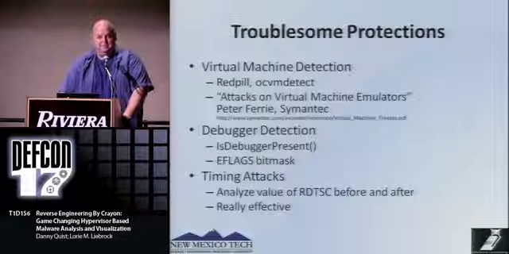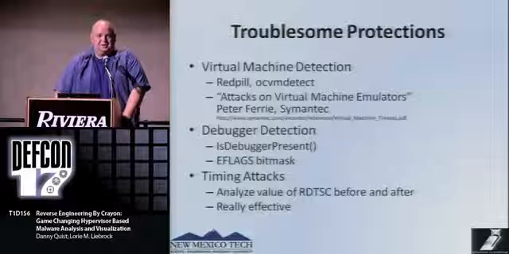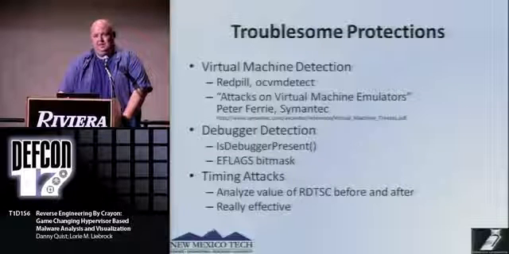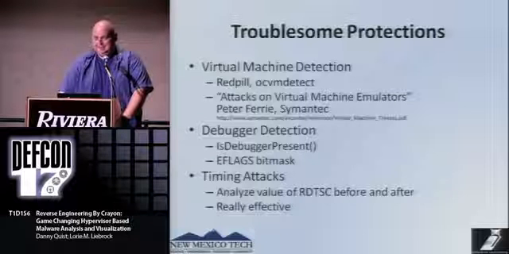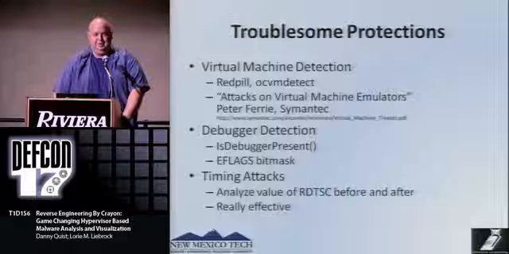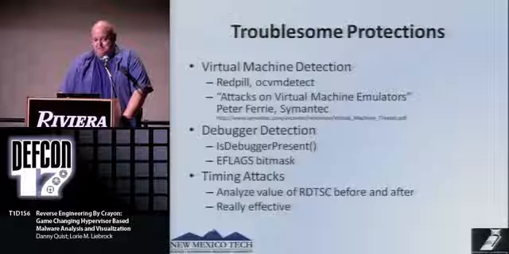There was an excellent paper that, if you haven't read it yet, you should. It's called Attacks on Virtual Machine Emulators by Peter Ferrie. It goes through every single VM that was available at the time, and he gives roughly 10 assembly instructions about how to detect all of them. It's all for 16-bit mode of a DOS program, but it's pretty easy to translate into the 32-bit equivalent.